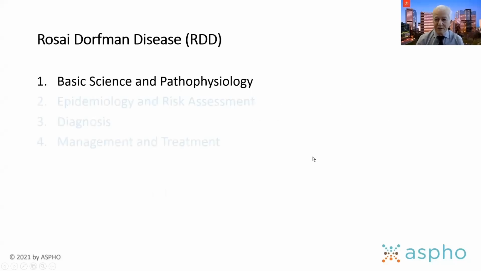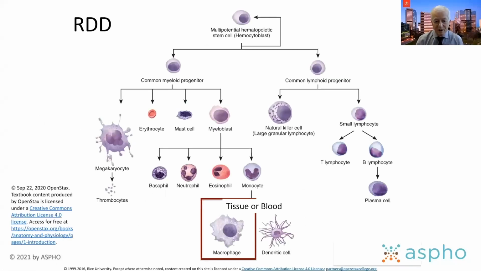So Rosai-Dorfman disease is an important part of the differential of lymphadenopathy and is caused by abnormalities in the macrophage lineage. It's been recently shown that mutations of RAS and BRAF and some of the other MAP kinase genes are found in some of these patients, but not all. And unfortunately, the biology of Rosai-Dorfman is really very poorly understood.